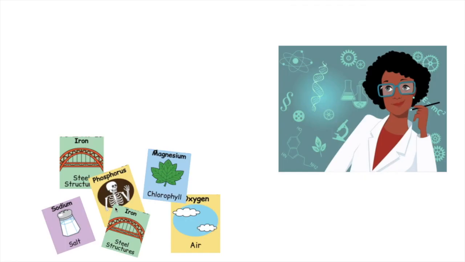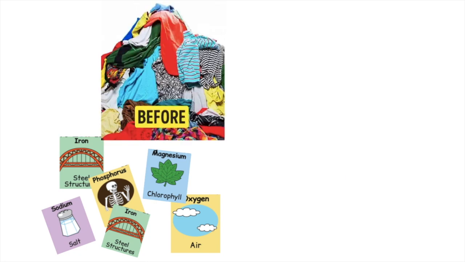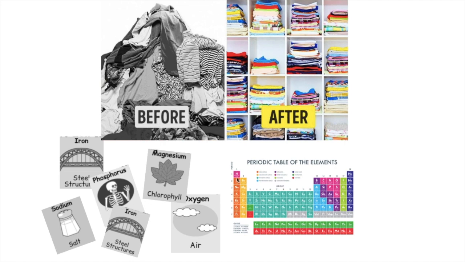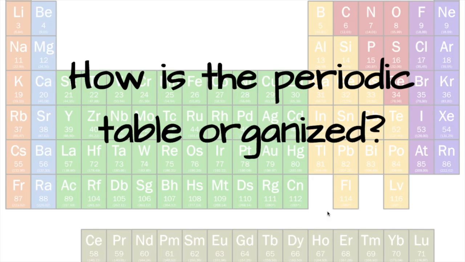So scientists had a problem. They had all these elements, but no way to organize them. Kind of like their room was really messy, and their mom was yelling at them to clean it up. So they came up with the periodic table to organize all the elements so that they would be easy to find. Which brings us to our question. How is the periodic table organized?